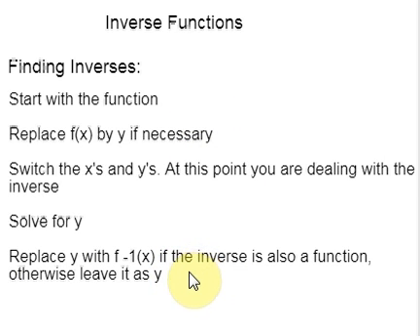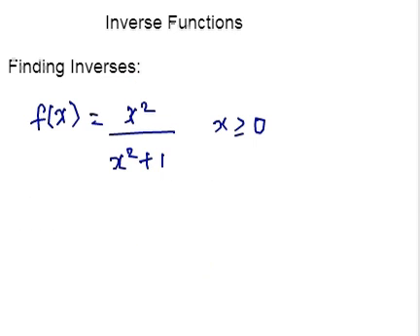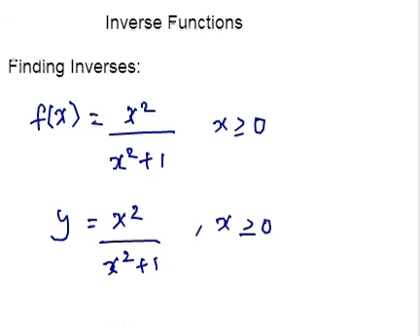Let me take an example and explain how to follow these steps and find the inverse. Here is an example. f of x is x squared over x squared plus 1, and x is greater than or equal to 0. The restriction here is to make the function one-to-one. I'm going to start with the function f of x equals x squared over x squared plus 1 under the condition x is greater than or equal to 0. Now I'm going to replace f of x by y. That is the first step. The next step is to switch x and y, so I'm going to change y to x and all x to y.